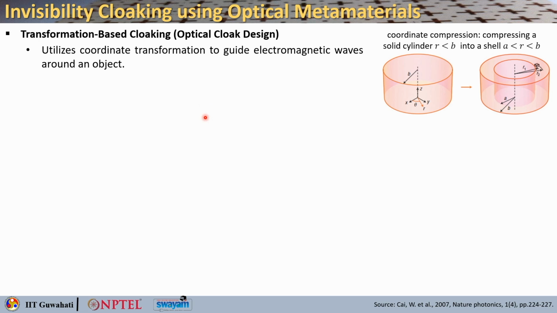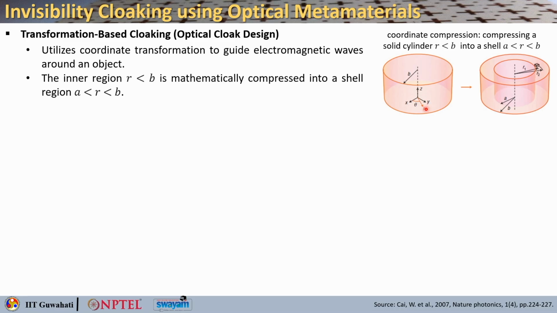So the first thing you have to do is use transformation based cloaking. It basically uses a coordinate transformation to guide electromagnetic waves around an object. So the linear region that you see, r less than b, needs to be mathematically compressed into a shell region where r is between a and b. In that case, whatever you keep inside this region will be cloaked, because you are basically mapping this entire space into only this shell region, right.